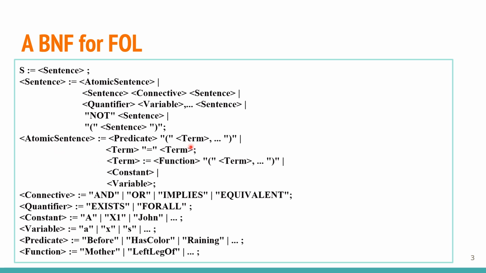And this is the atomic sentence. An atomic sentence is followed by a predicate. Within that, we have to write the terms or subject, and it could be either a function, a constant or variables. And these are the connectives: and, or, implies, and equivalent. And there are two types of quantification: there exists and for all. These are the examples of constants. These are the examples of variables. This is a predicate, and these are the examples of functions.